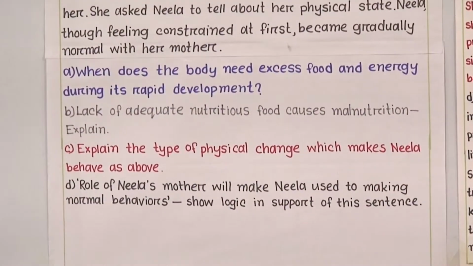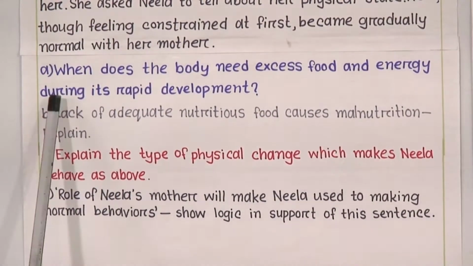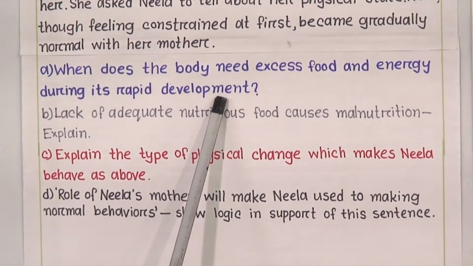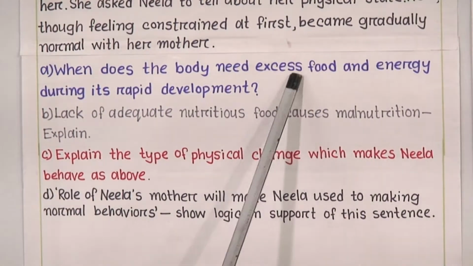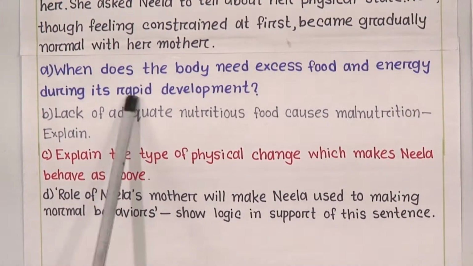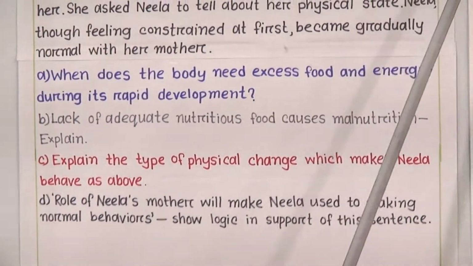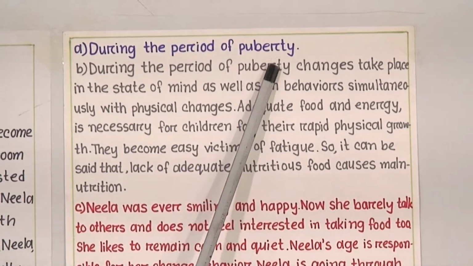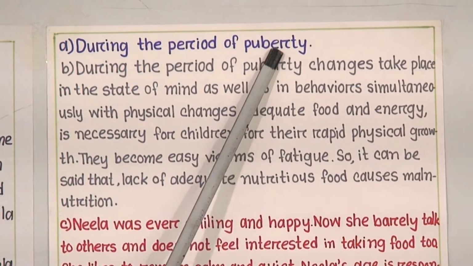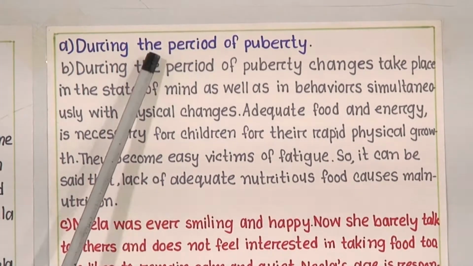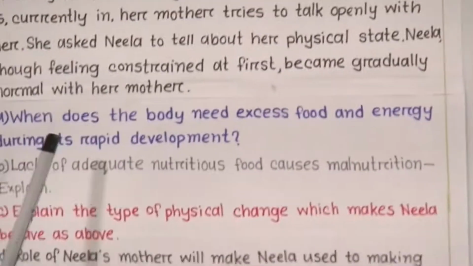Our first question is, when does the body need excess food and energy during its rapid development? The answer is during the period of puberty. I'm repeating, during the period of puberty, the body needs excess food and energy during its rapid development. Now come to number B.